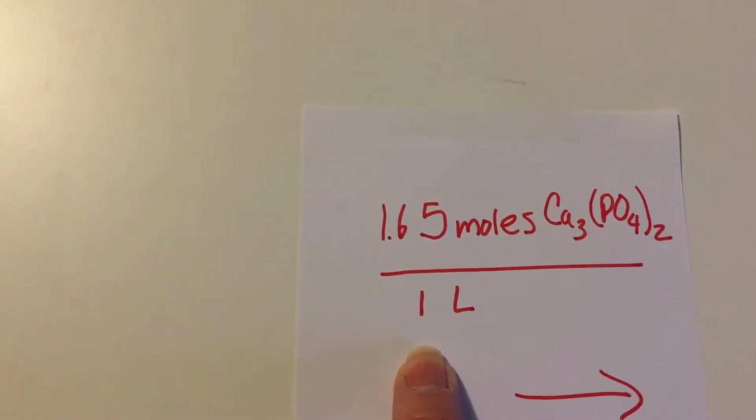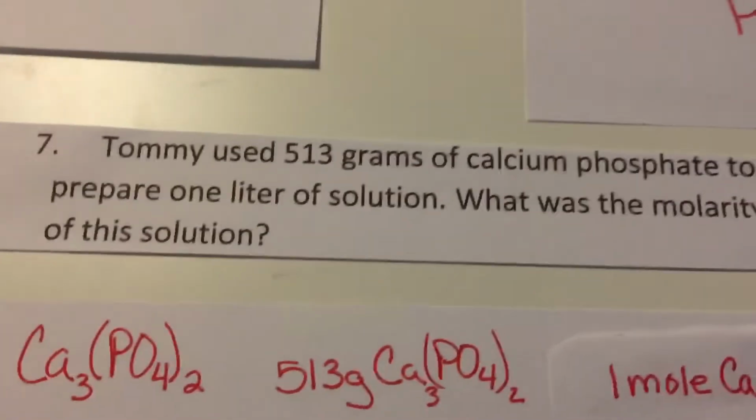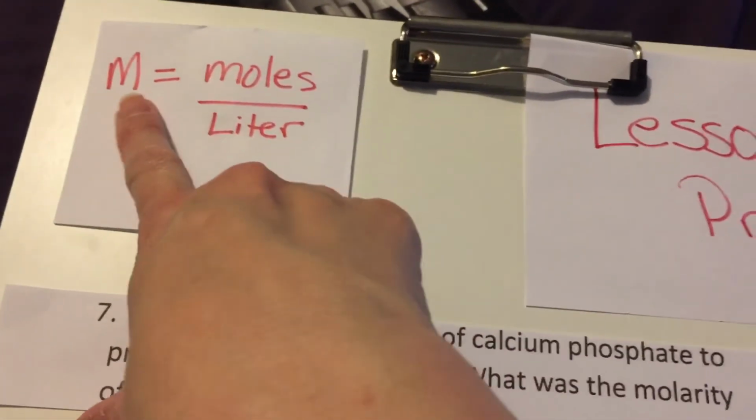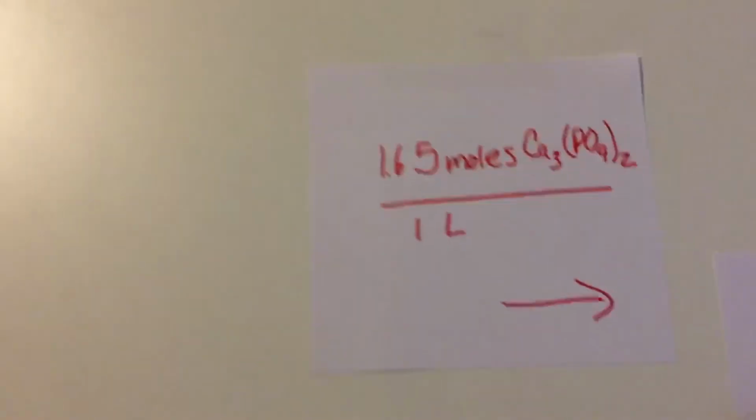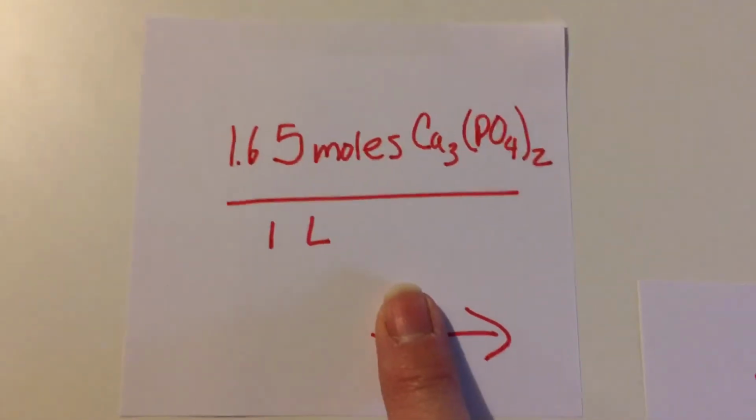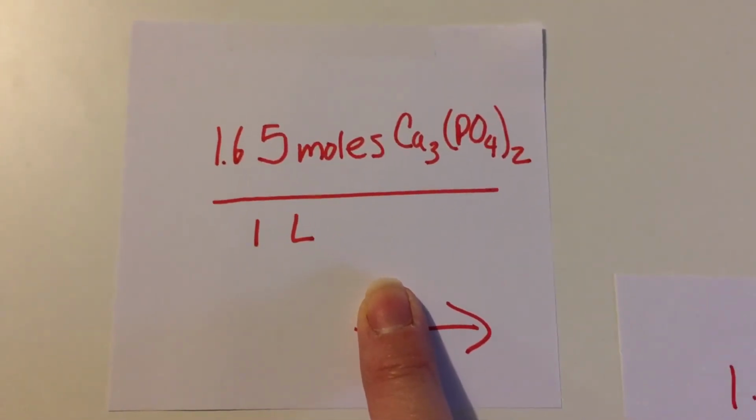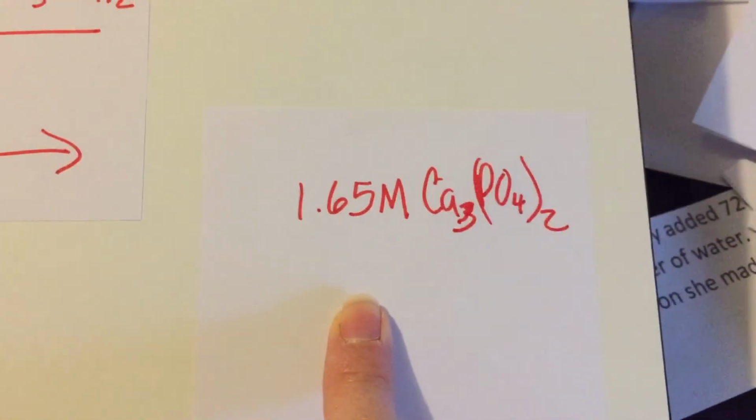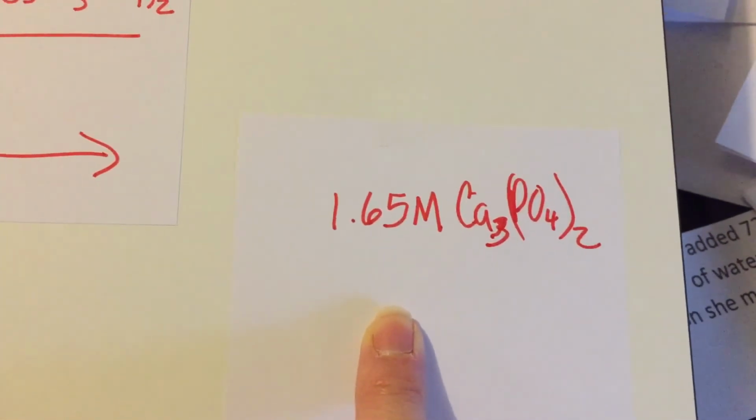liter. Now that's not what the question asked for. The question asked for what is the molarity. So they want it in molar. So once we get it to this point, it's pretty simple. It's 1.65 moles over 1 liter, or 1.65 molar calcium phosphate.